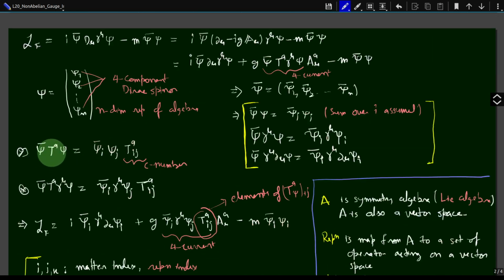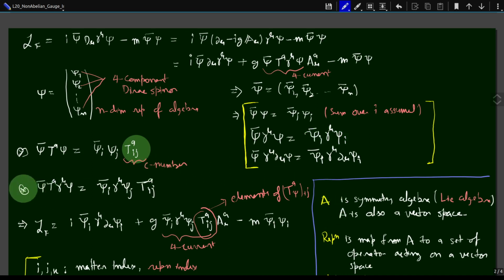Now let's look at psi bar TA psi. What happens is psi bar I psi j TA ij, and this is just a complex number, so I can write it anywhere. That's why I wrote it separately. Here I could not have done this because both the psi i's are different 4 component Dirac objects, so gamma mu has to sit in between them to make sure all the unwritten indices are contracted properly.